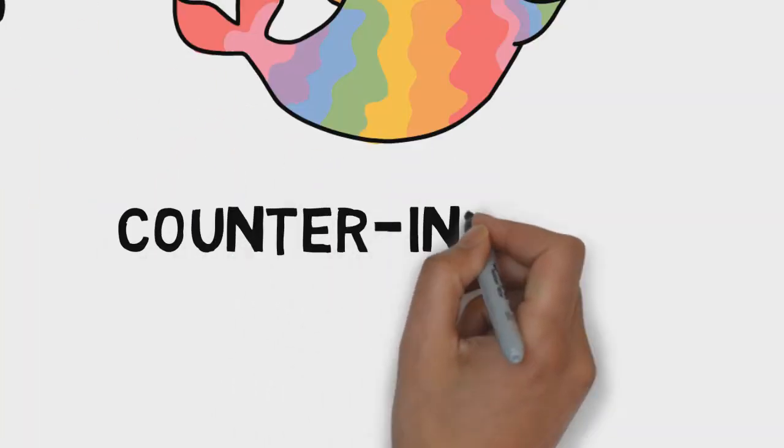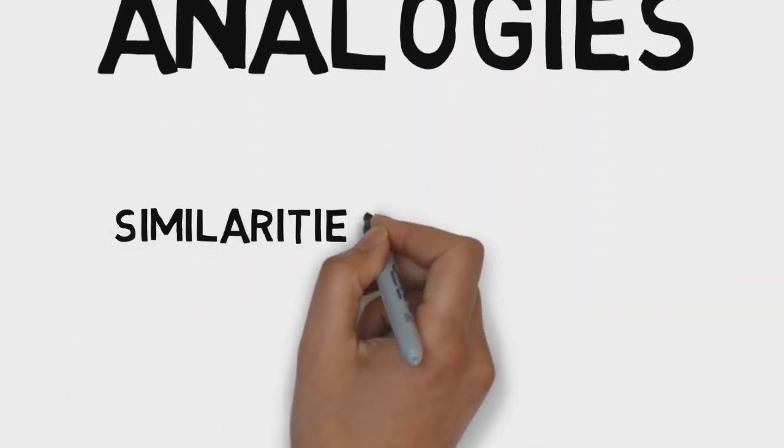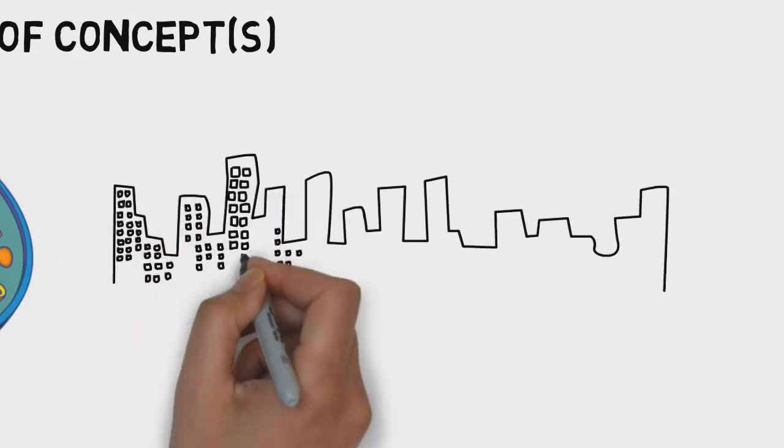Even if you don't know physics well, you'll know the quantum world is strange or counterintuitive. To describe quantum phenomena, we can use analogies. An analogy is a way to show similarities between concepts. For example, to describe a cell, we can use a city analogy.